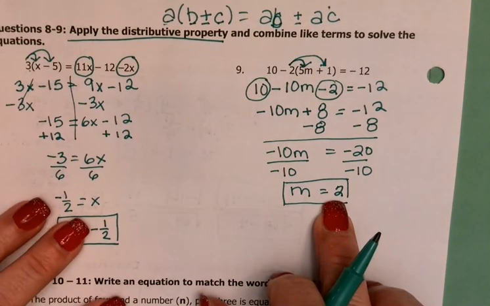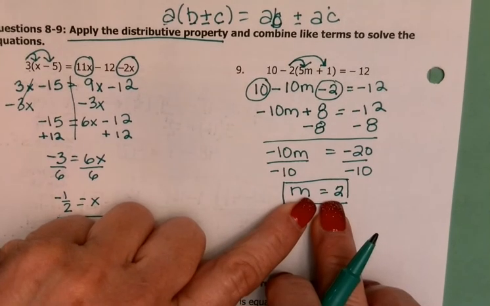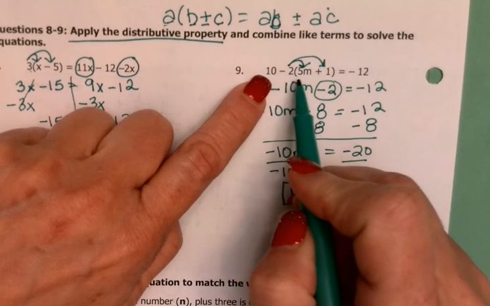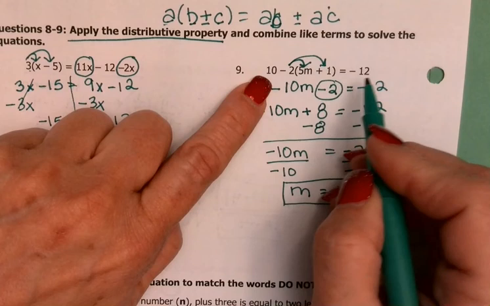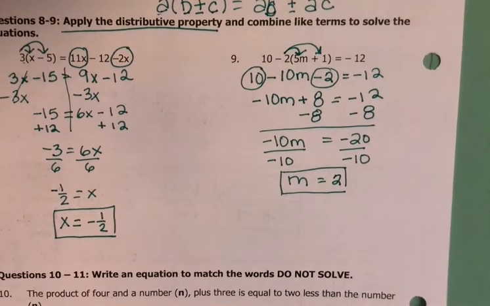That would be substitution. In Desmos, you would type m equals 2, and you would type 10 minus 2, parentheses, 5m plus 1, and close your parentheses. When you look to the right, Desmos will show the negative 12, and you know that your answer m equals 2 is correct.